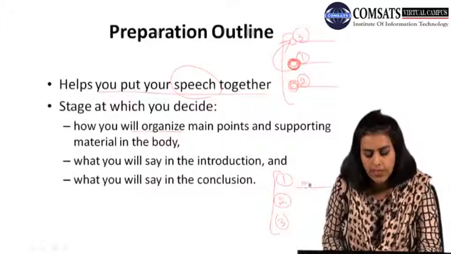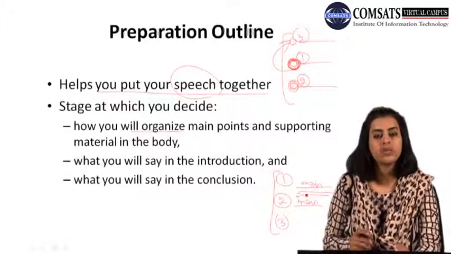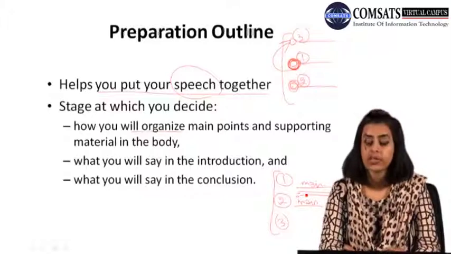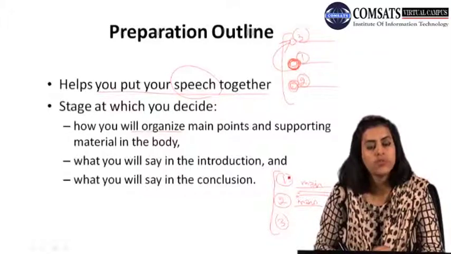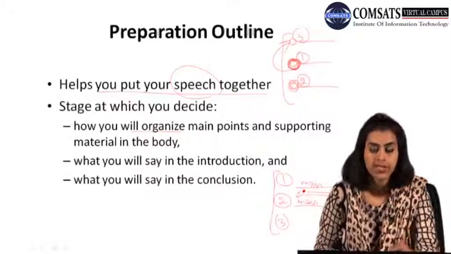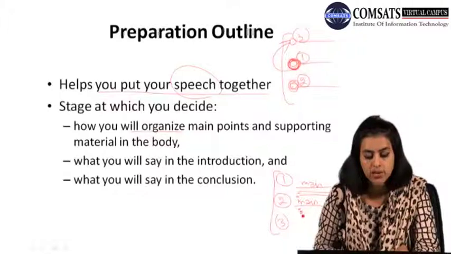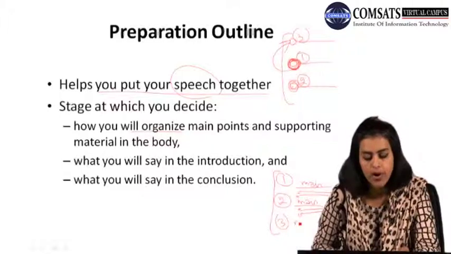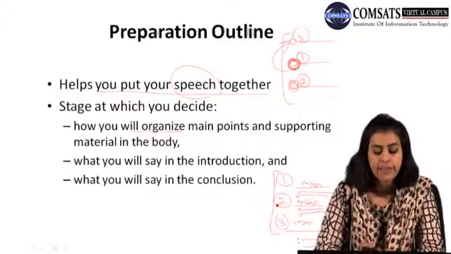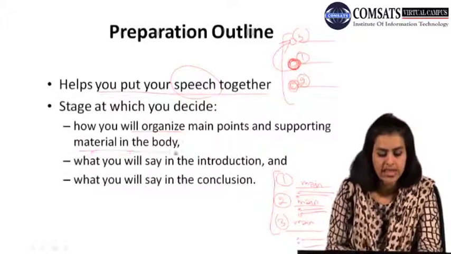Now these main points of your outline must have supporting details. Make sure each main point has at least 2 supporting ideas or details. So for main point number 1, you have to have at least 2 supporting details. Then for point number 2, again you are supposed to have 2 supporting details, and point number 3 must also have 2 supporting details. So this is how you would organize your main points and the supporting material in the body.